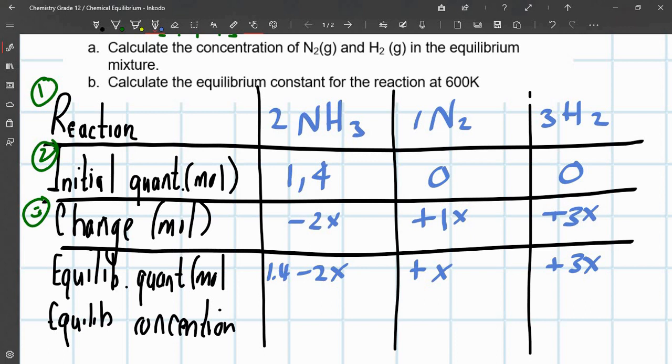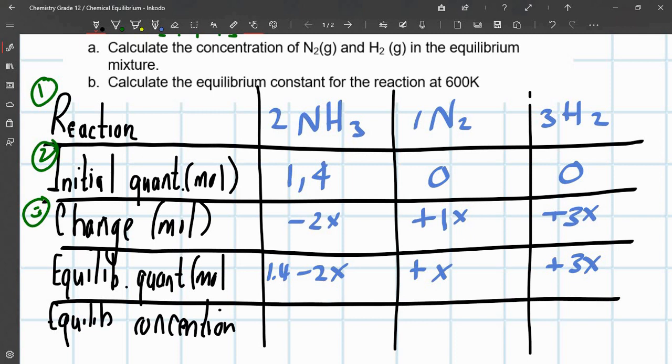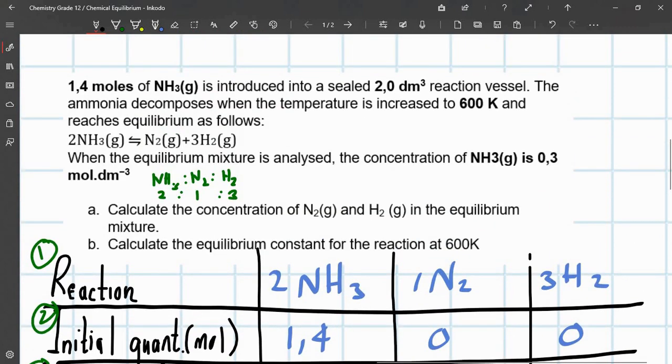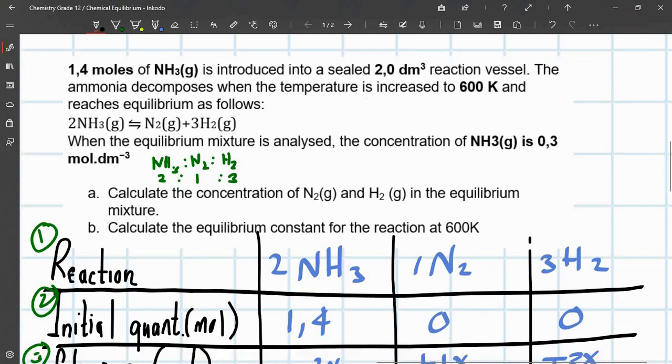And then the next step, that's not the last step for this table, is to calculate the value of x. So let's go back up to our question and see what else we're given. We've been given the concentration of ammonia, and we've been given the volume of the vessel it's sealed in. Okay, anyway. So we have all of these.